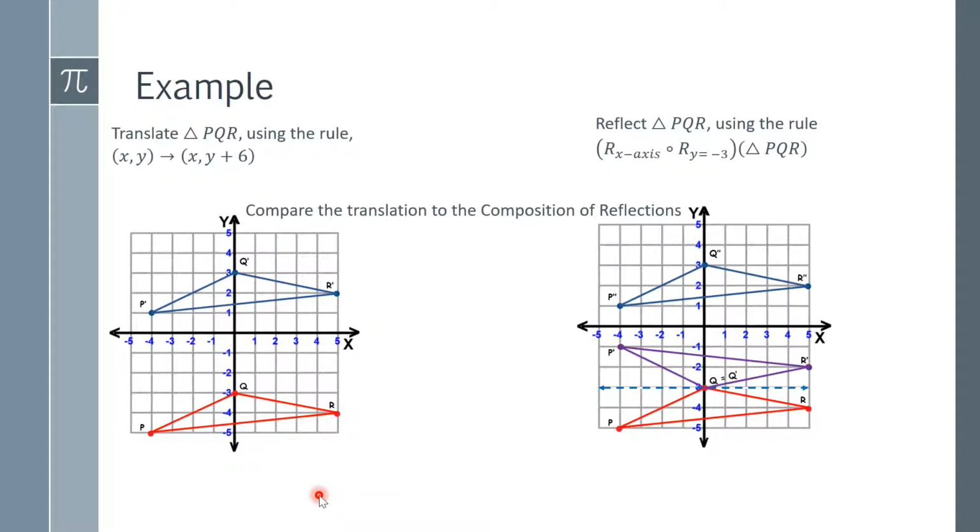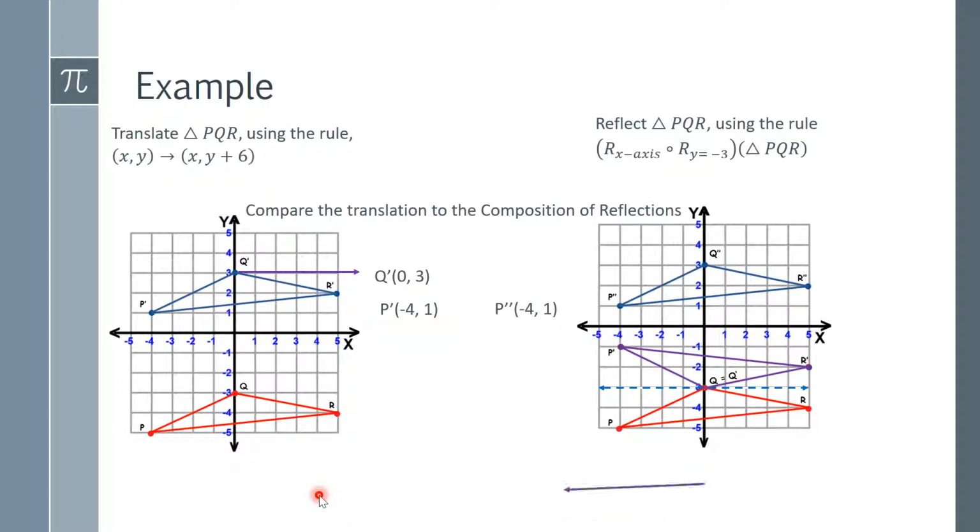So now how do these two compare to each other? Well, let's look at the points first. So P prime is at -4, -1. Well, where is P double prime in the other object? Well, look at that, it's at the same point. So those are the same.